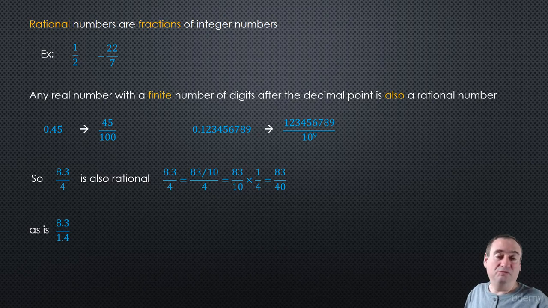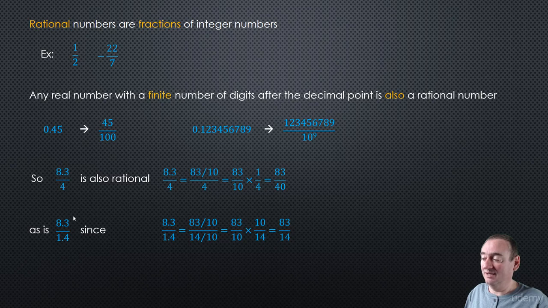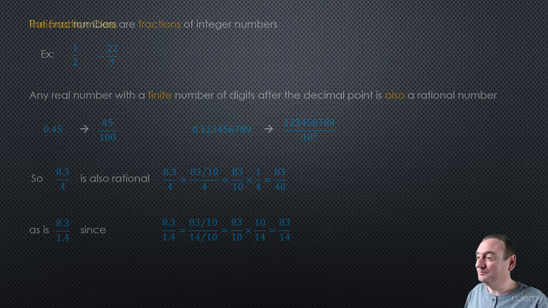8.3 divided by 1.4, same thing there. We can write that essentially, if we multiply by 10 above and below the fraction, then we have 83/14, or you can also work it out this way. So that is also a rational number. So any real number that has a finite number of digits after the decimal point and a finite number of digits before the decimal point is a rational number.